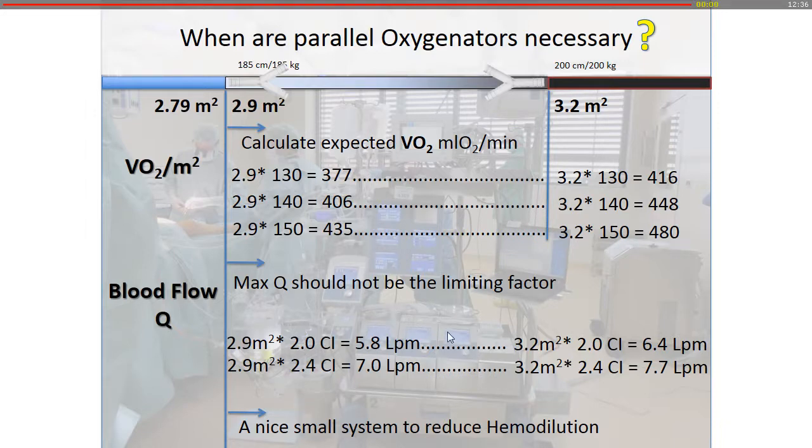Maximum blood flow should not be a limiting factor, but you can calculate your blood flows based on hemoglobin. And you need a nice small system to reduce the hemodilution. Now, after 3.2, I would definitely put in an extra oxygenator as a reserve, but till now I haven't seen such a large patient, but you never know, maybe somebody out there will.